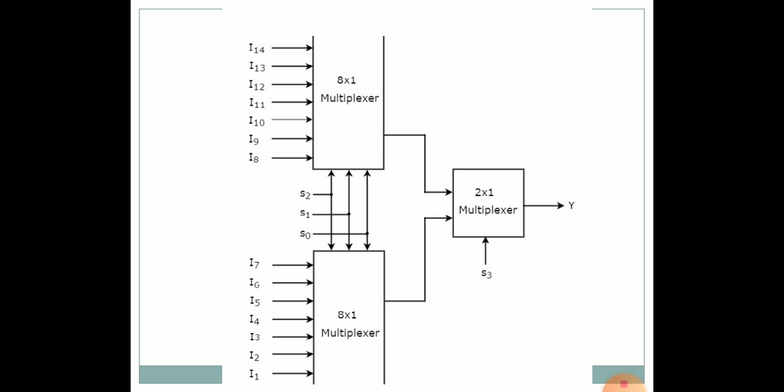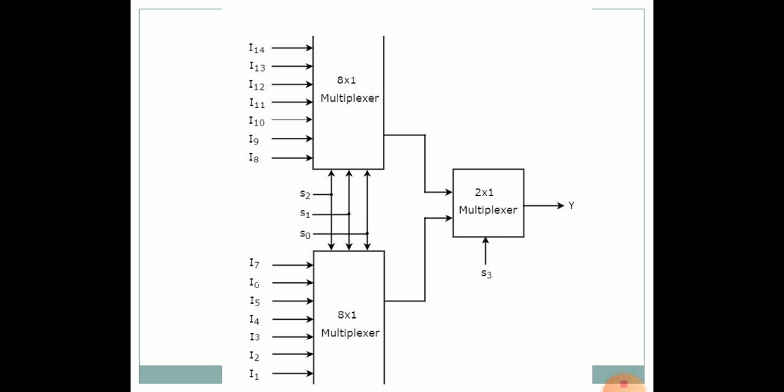8 cross 1 multiplexers contain 8 data input lines and 3 selection lines, S0, S1 and S2. One more input line is there for both 8 cross 1 multiplexers. So it contains 8 data input lines. Each 8 cross 1 multiplexer contains 8 data input lines and 3 selection lines.